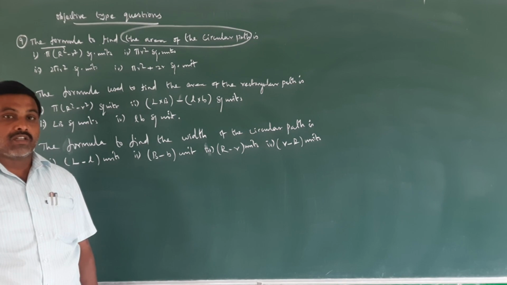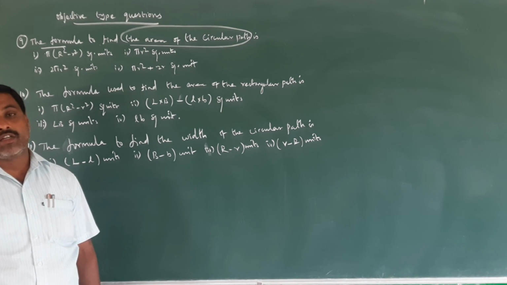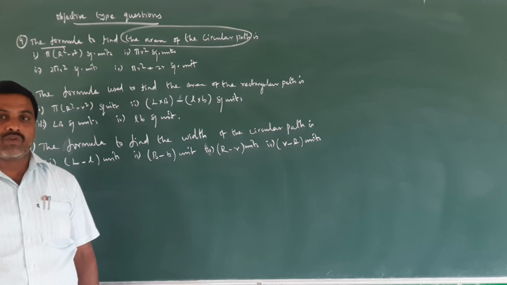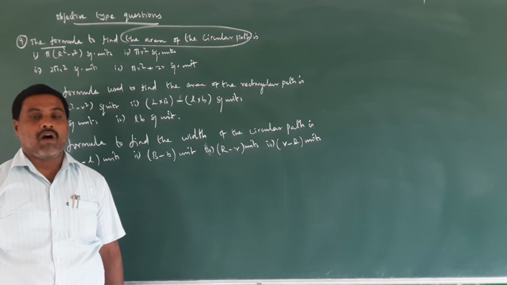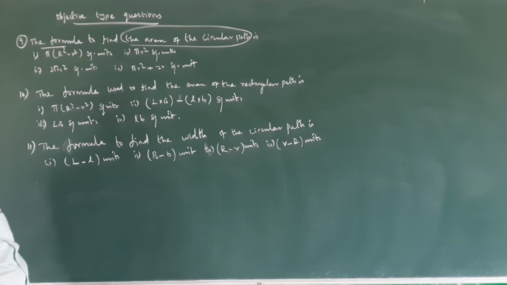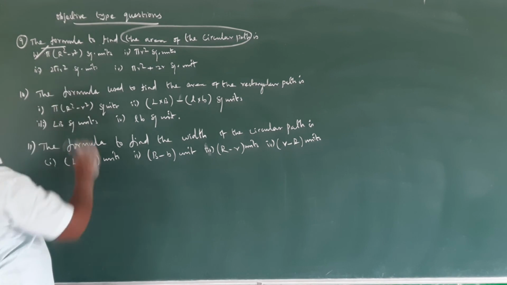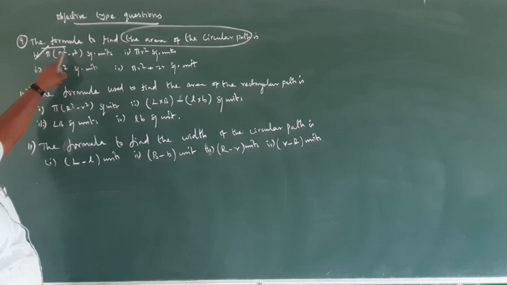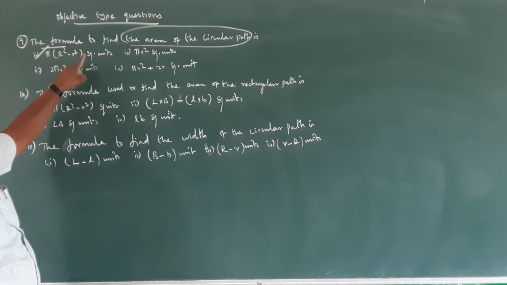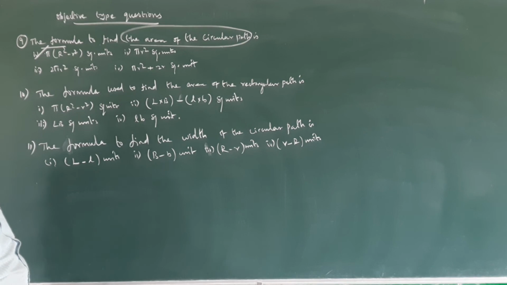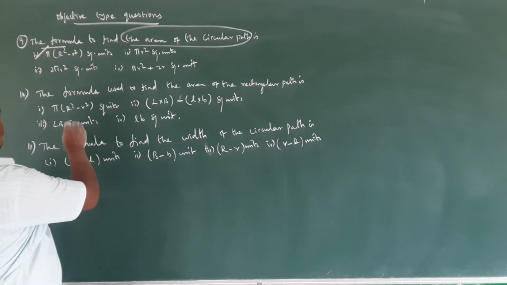Pi capital R square minus pi small r square, that is, pi into capital R square minus small r square. Answer 1: pi of capital R square minus small r square unit. This is the area of the circle formula. Next, direct formula. Next, 10th question.